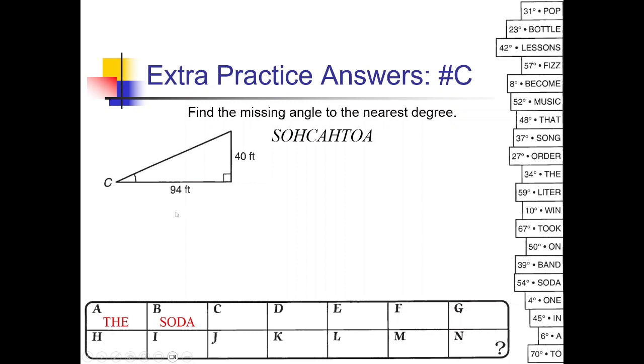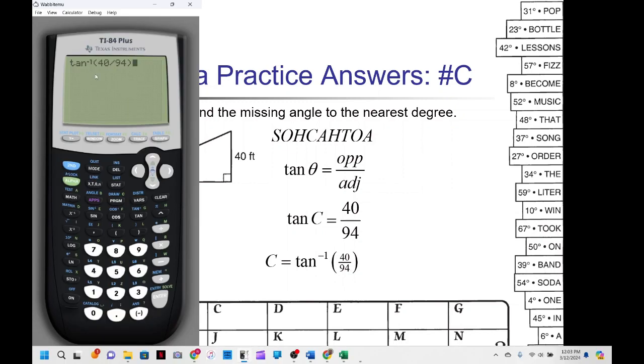This time around, based on my angle, I have the opposite side and then the adjacent side, the side that's part of the angle but not the hypotenuse. So opposite and adjacent, that's TOA, that's tangent, equals opposite over adjacent. So we have tan of C equals opposite side 40 over adjacent side 94. So then I can do tan inverse of 40 over 94 in order to get my angle. And then running that on the calculator using second tan, that ends up being about 23 degrees.